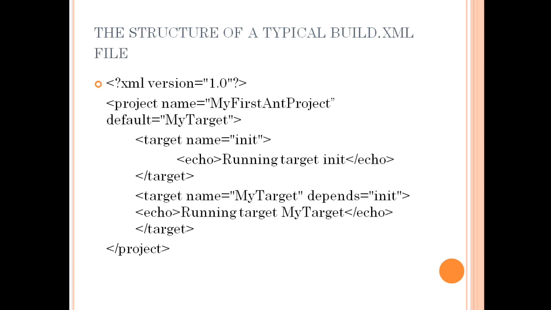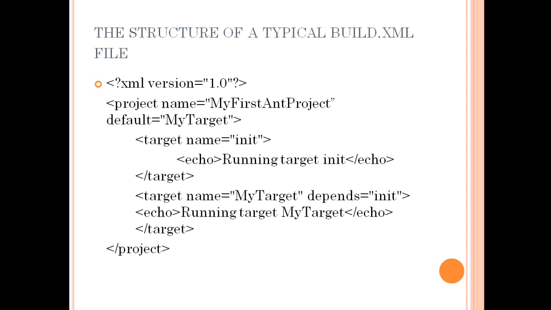A project can have multiple targets. A target can have multiple tasks. So what is a task? A task is a unit level execution in ANT.